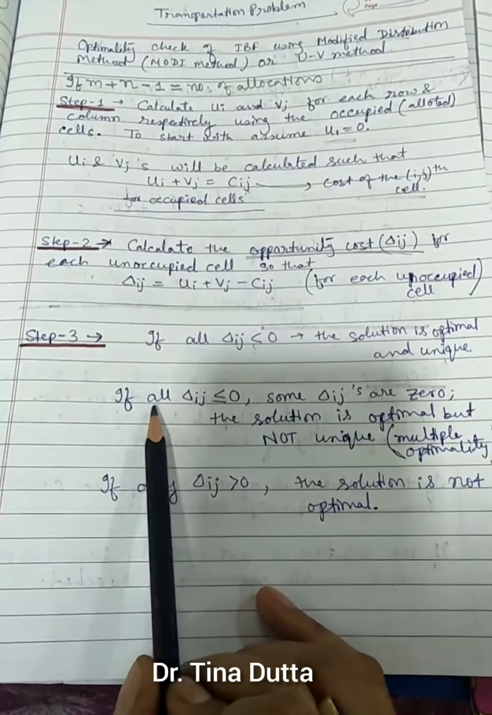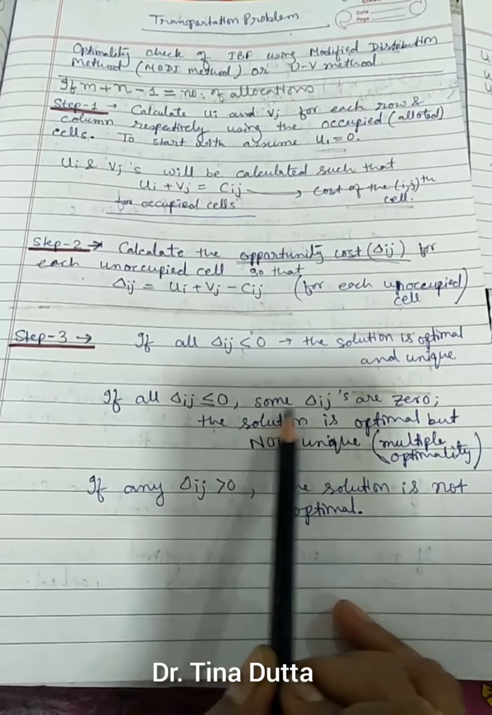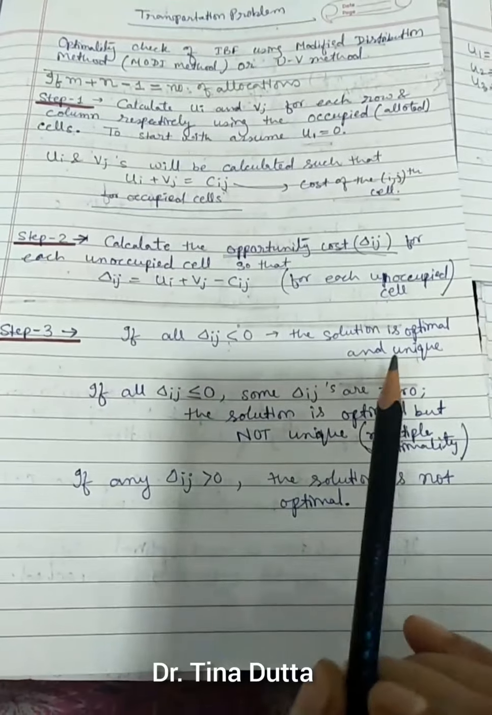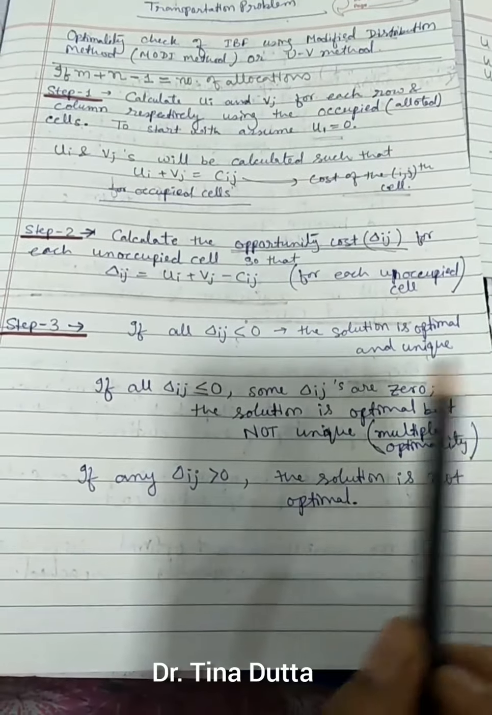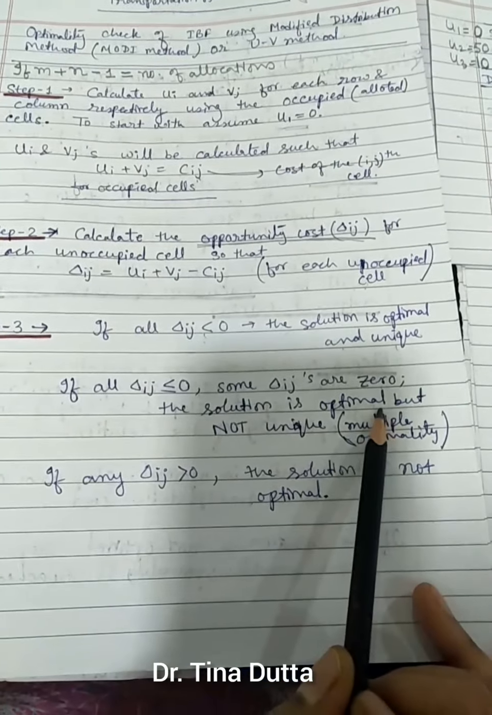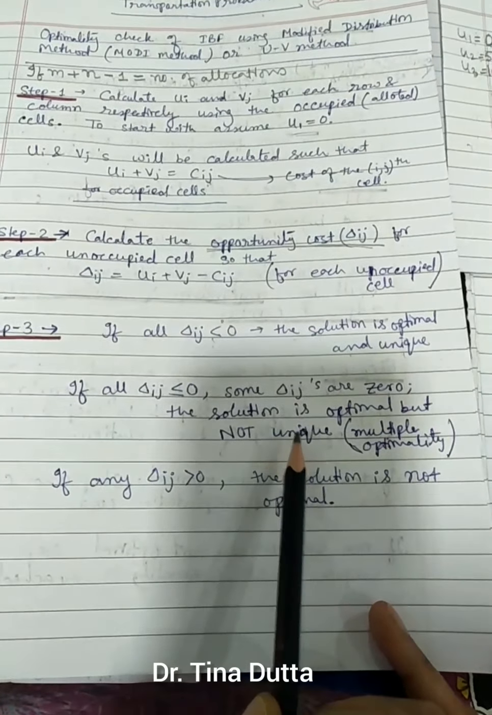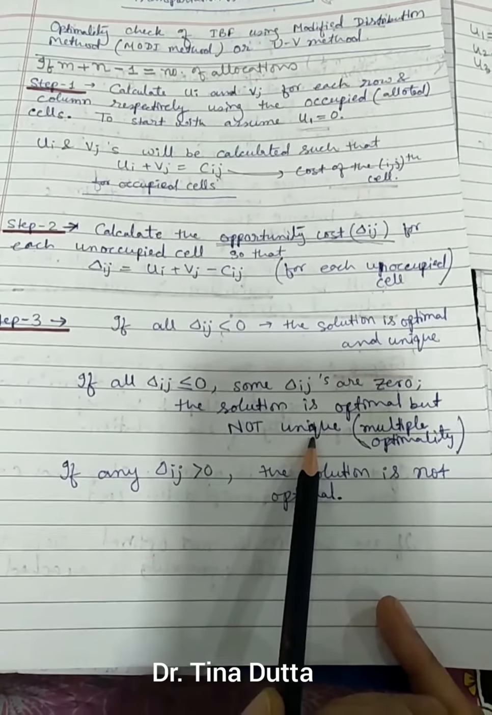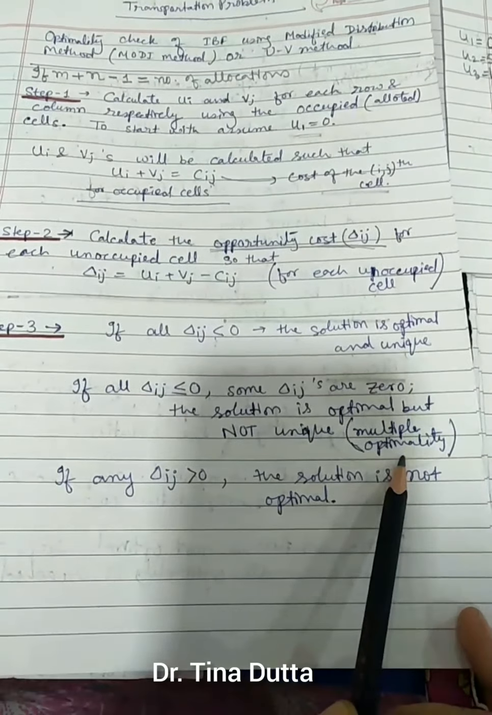If all the delta ij's are either negative or some of them are zero, that means not a single delta ij is positive, either it is negative or some of them are zero, you have reached optimality but the solution is not unique. That means again an alternate schedule is available. That means a multiple optimal solution case is there.